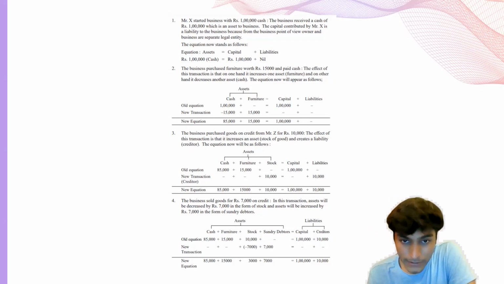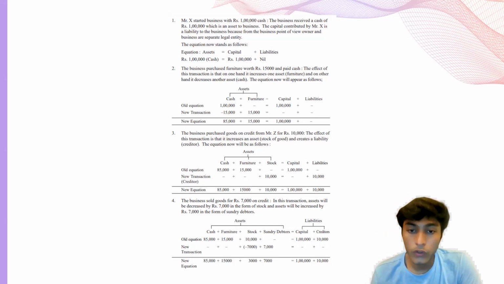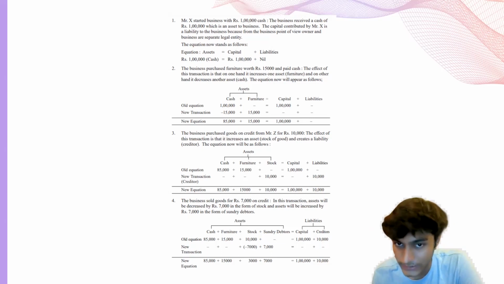The new transaction is that we have purchased goods on credit, so we have not paid yet. Now we have received the goods. Goods are nothing but the stock, and stock is an asset. So we have received stock worth rupees 10,000, and our asset has increased by 10,000. Now we have 1 lakh 10,000 on our asset side.